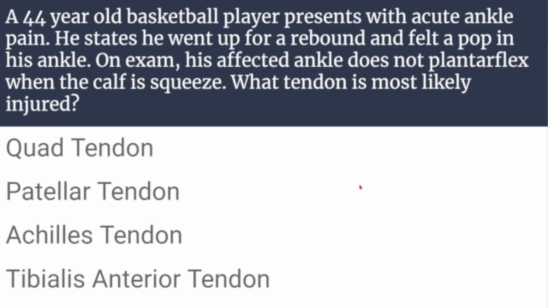A 44-year-old basketball player presents with acute ankle pain. He states he went up for a rebound and felt a pop in his ankle. On exam, his affected ankle does not plantar flex when the calf is squeezed. What is the tendon that is most likely injured? The answer is Achilles tendon.